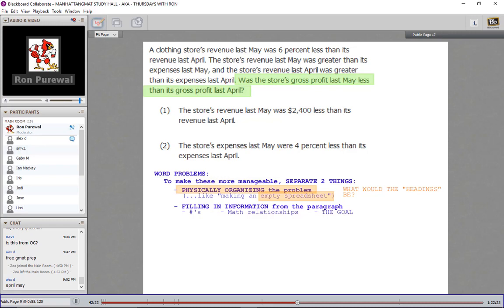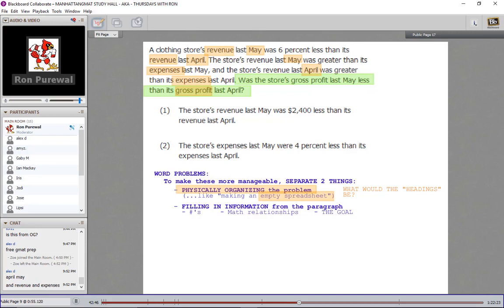So you're going to have an April and a May. And then you've also got three quantities for that. You got revenue, and you've also got expenses. And last but not least, you got profit. So that's got to be in there somewhere too.